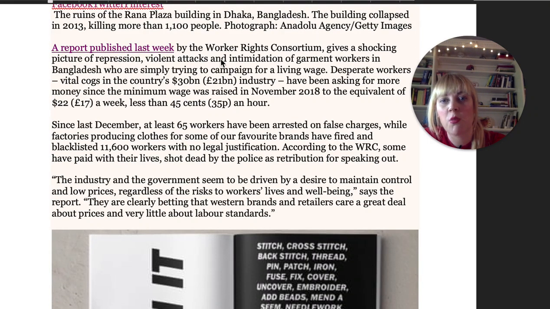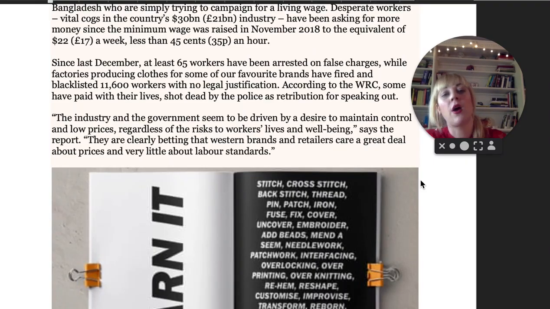A report published last week by the Worker Rights Consortium gives a shocking picture of repression, violent attacks and intimidation of garment workers in Bangladesh who are simply trying to campaign for a living wage. Desperate workers, vital cogs in the country's 30 billion, 21 billion in UK pounds industry, have been asked for more money since the minimum wage was raised in November 2018 to the equivalent of £17 a week, less than 35 pence an hour. When you compare that with our minimum wage in this country, that is truly shocking and amazing that anyone could survive on it, really.